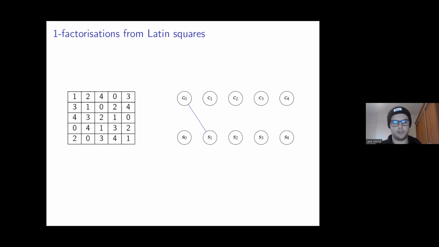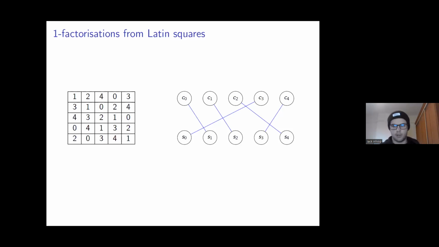So we add an edge from C0 to S1. And in column 1, we have symbol 2, so we add an edge from C1 to S2. Column 2, we have symbol 4, so we add an edge from C2 to S4. We add an edge from C3 to S0 and C4 to S3. And we've gone through the row, and now we have a one factor.